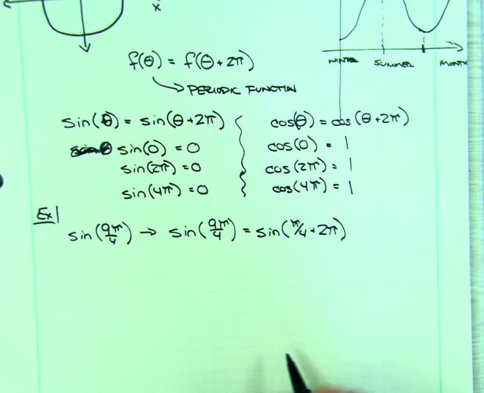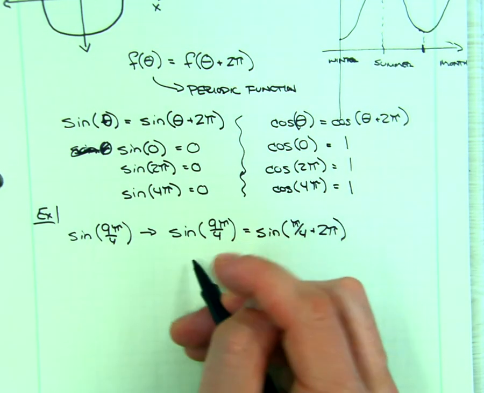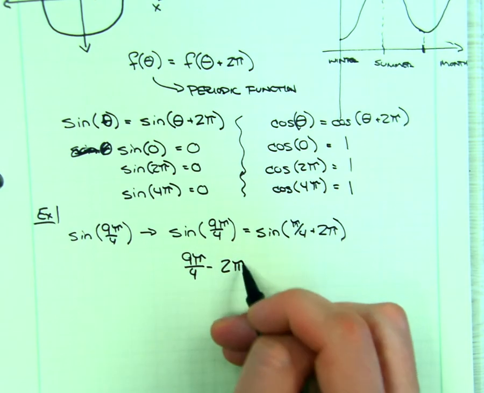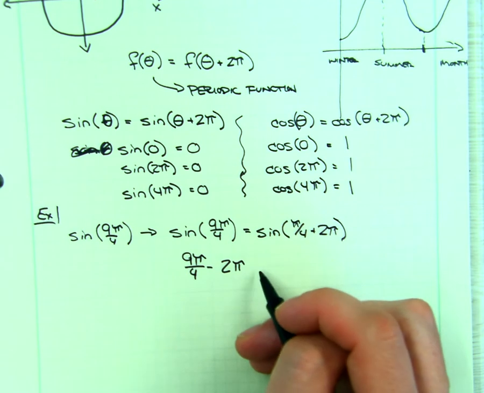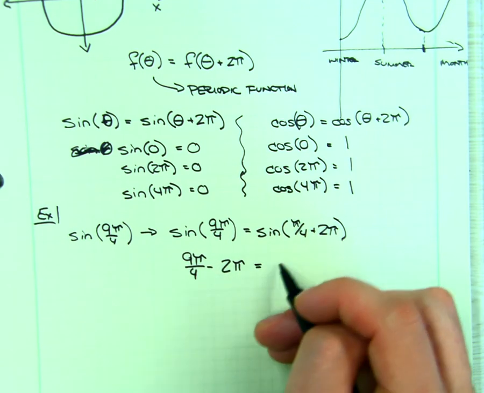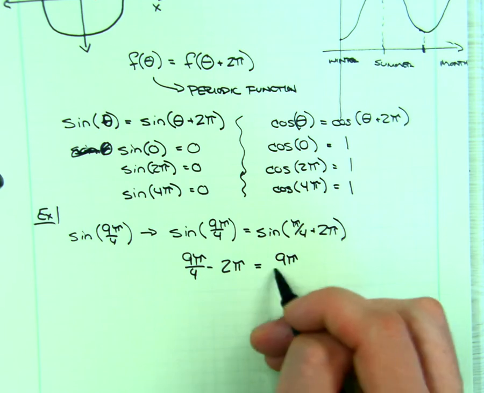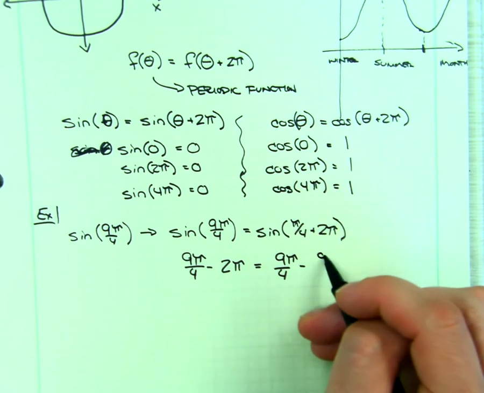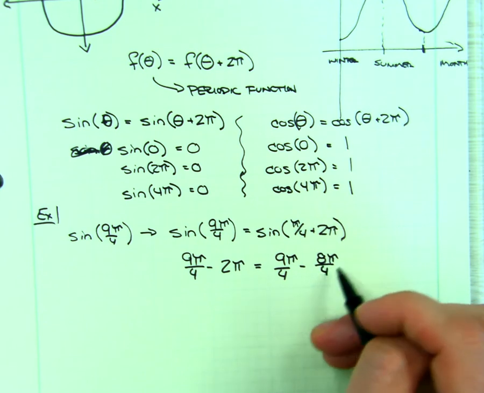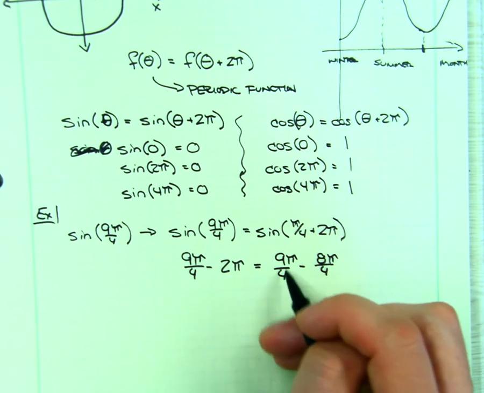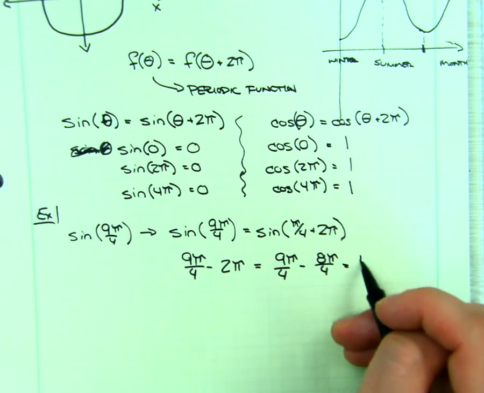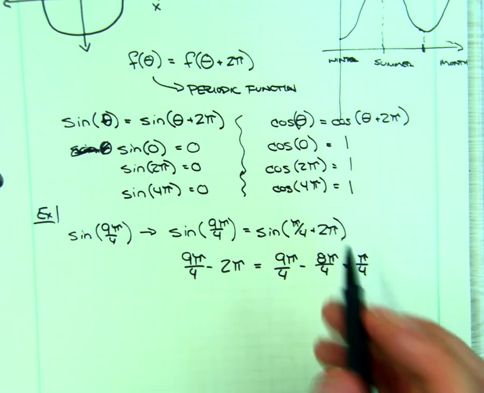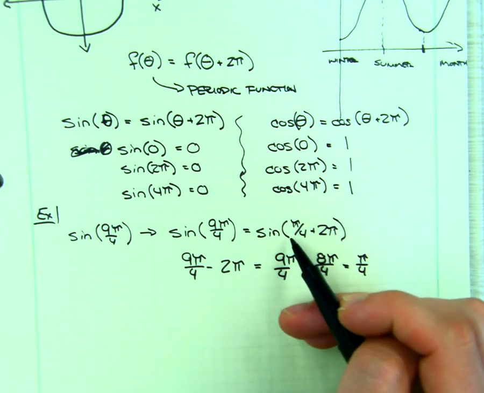Now where did this pi over 4 plus 2 pi come from? If I have 9 pi over 4 and I subtract 2 pi from it, this should look familiar from coterminal angles. 9 pi over 4 minus 2 pi: I'm going to convert this 2 pi into something with a denominator of 4, so it's going to be 8 pi over 4. So 9 pi minus 8 pi is just pi over 4. So if I subtract 2 pi from it, I get pi over 4.